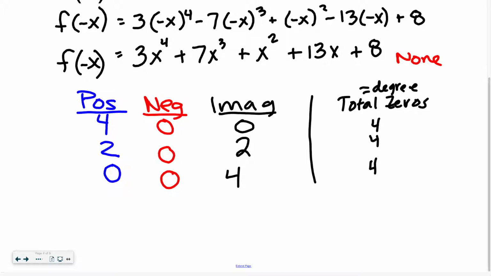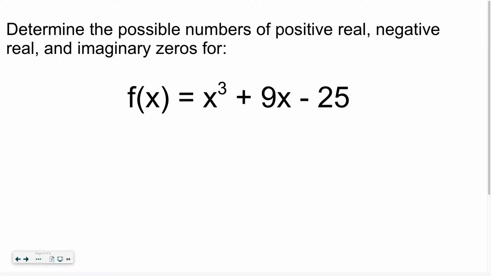Okay, let's do one more. We'll run through this one faster since we've seen it before. Determine possible number of positive, negative, real zeros, and also imaginary zeros for this polynomial.